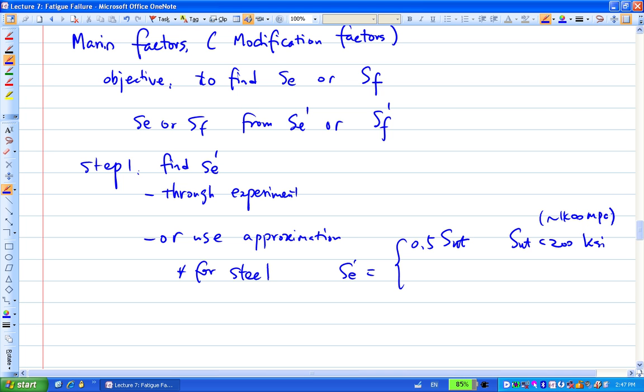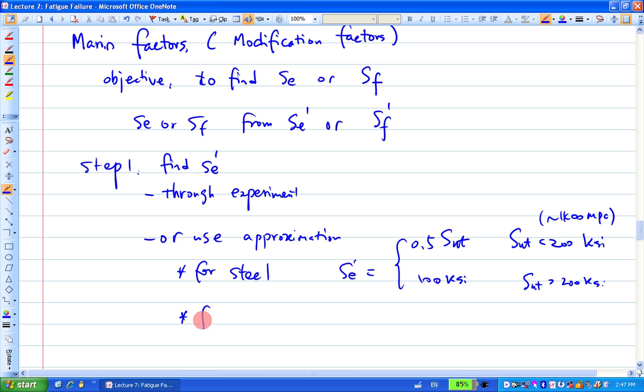Okay, so that's one way of getting SE prime. SUT is the ultimate strength of that kind of steel, and those values are readily available through the appendix or other resources. So when SUT is greater than 200 KSI, you can simply use 100 KSI here. So that's SE prime for steel.